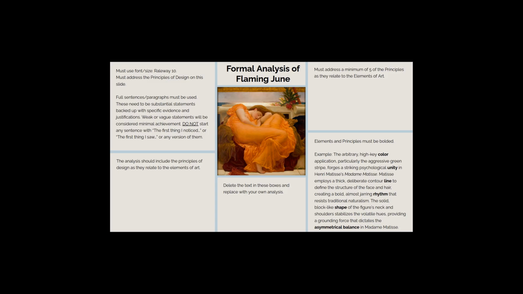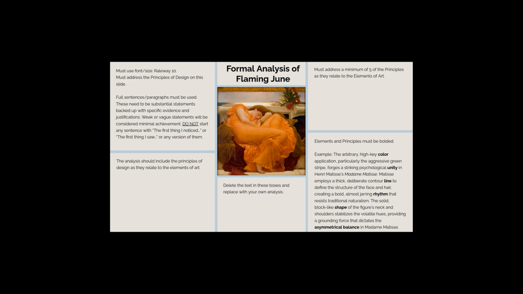On this slide, what you are going to do is you are going to focus on the principles of design. And the idea here is that you are relating those principles of design to the elements of art. Each one of these little boxes should have different principles of design that you are talking about. You can see that in my example, I have still highlighted, or bolded the elements of art and principles of design. Okay, so if you're talking about unity, one of these boxes should be all of your information about unity. That information about unity should be related to the elements of art.